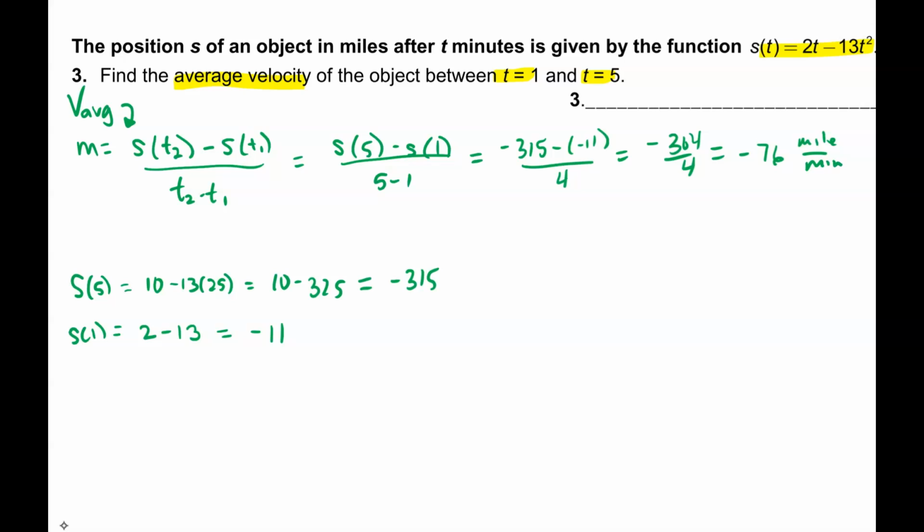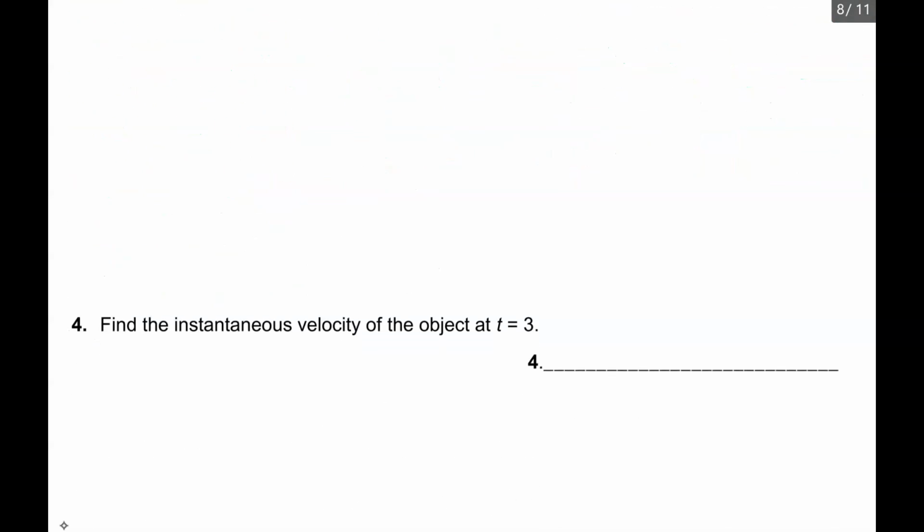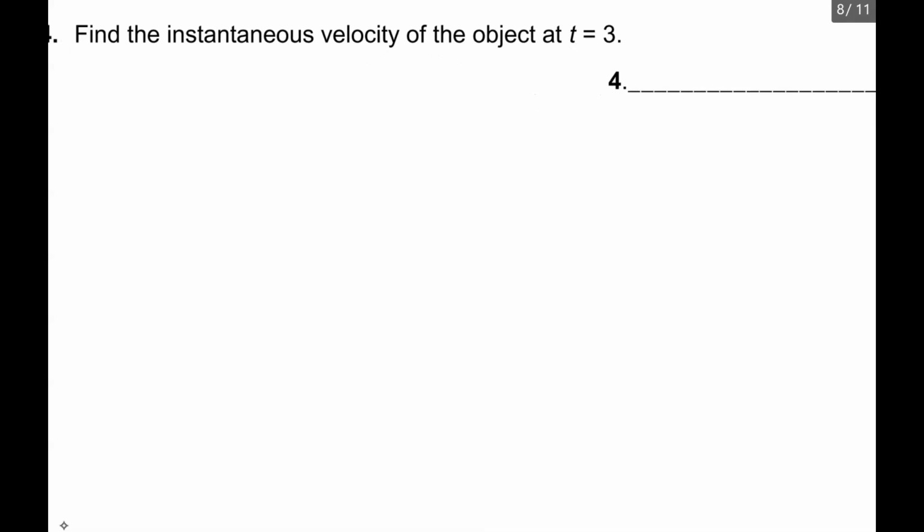Average, well, it doesn't say, just say miles, minutes. So it is negative 76 miles per minute. Find the instantaneous rate, instantaneous velocity at t equals 3.